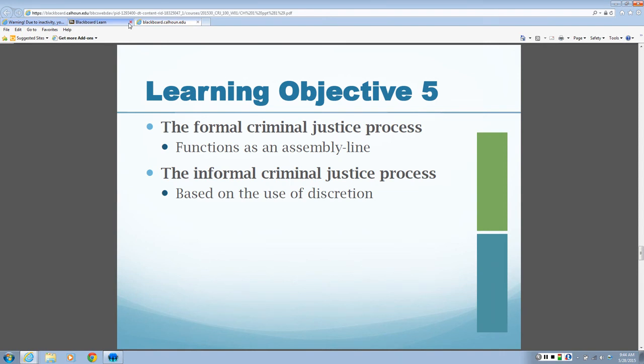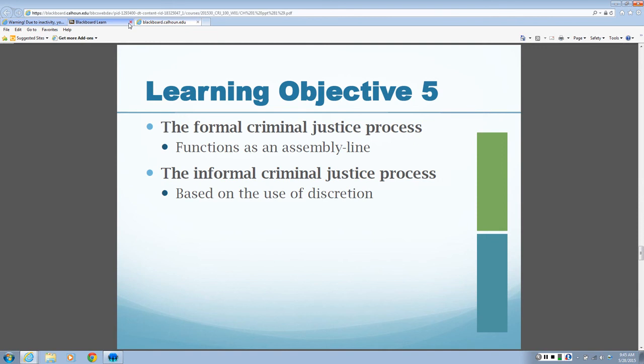But because we live in an imperfect world, what we have is huge caseloads, a lot of people getting arrested, long, large dockets for the courts. There's no possible way we can have trials on every single person that gets arrested. There's no possible way we can send everybody to prison. So what we also have is called the informal criminal justice process. And what that means is it's based on the use of discretion.